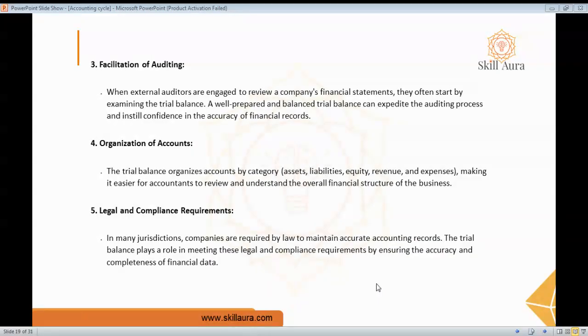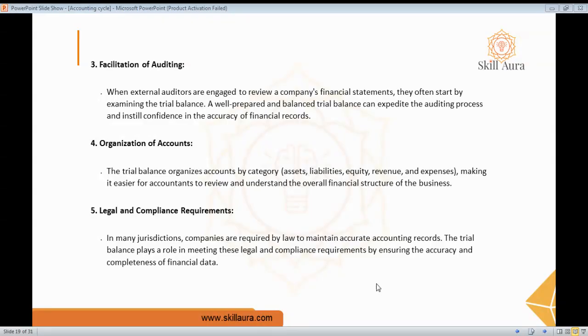The next one is facilitating auditing. Here, external auditors engage in reviewing a company's financial statements. So it starts by examining the trial balance, and a well-prepared and balanced trial balance can expedite the auditing process and instill confidence in the accuracy of the financial records.